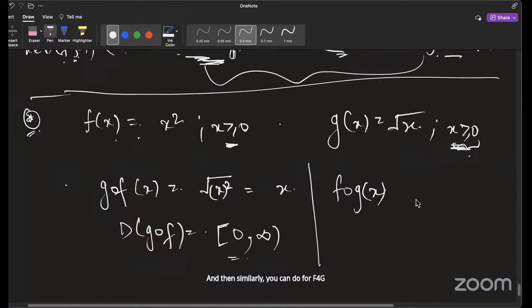So where FOGX is the square root of x square, and this will be x. So again, the domain is going to be, so what's the domain here? It's again the same, 0 to infinity, right? Yes, ma'am.